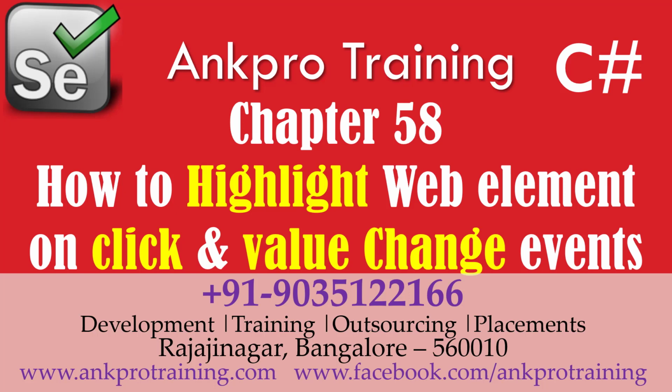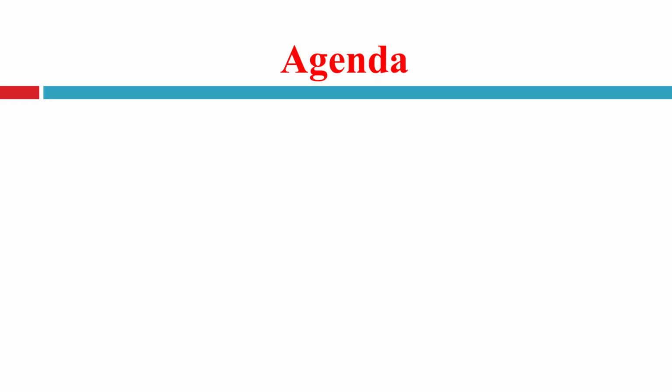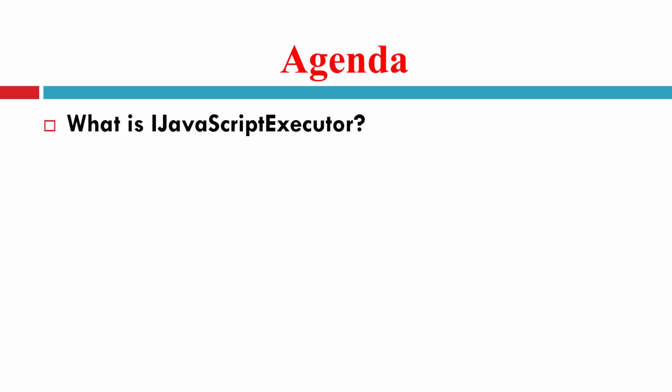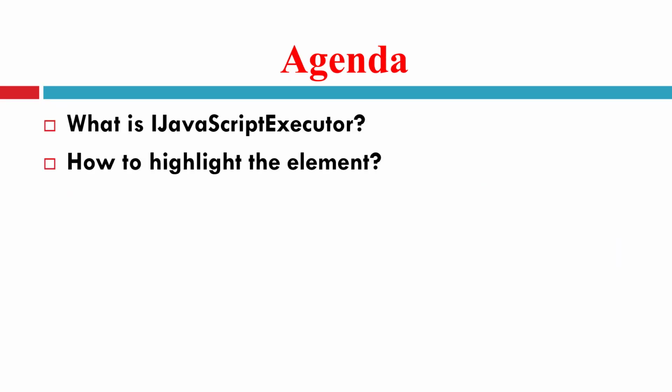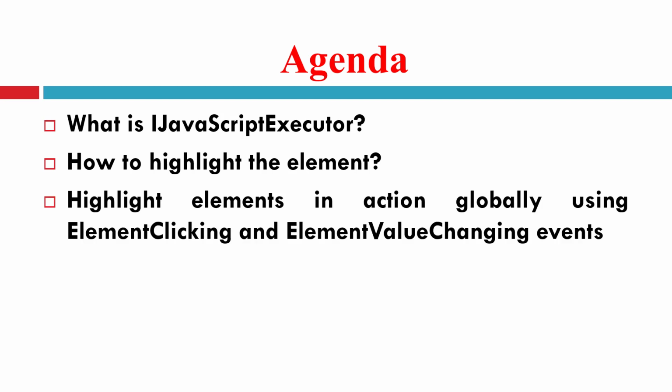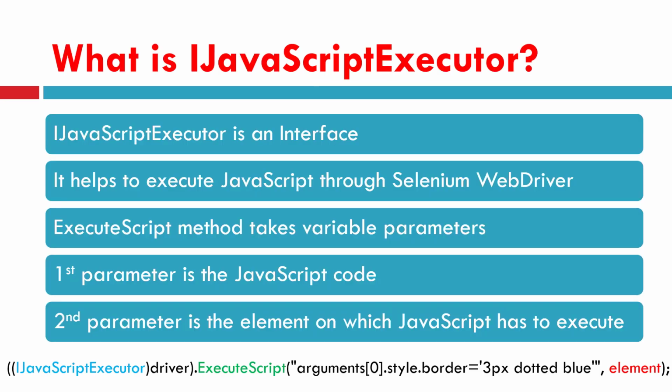Today we will see how to highlight the web element on click and value change events using the IJavaScriptExecutor interface and the EventFiringWebDriver class. The agenda of this video is to know what IJavaScriptExecutor is, and how to highlight the elements in action globally using the element clicking and element value changing events. Let's start with what IJavaScriptExecutor is.